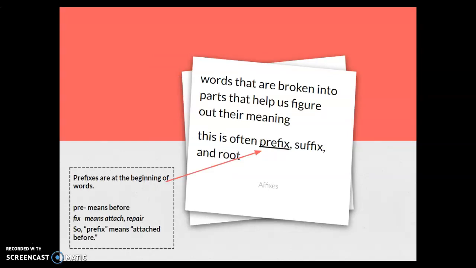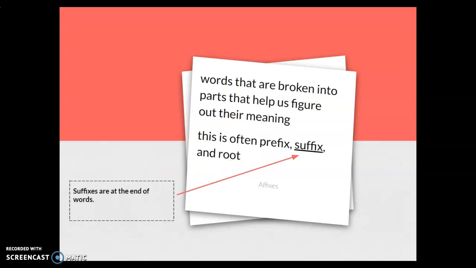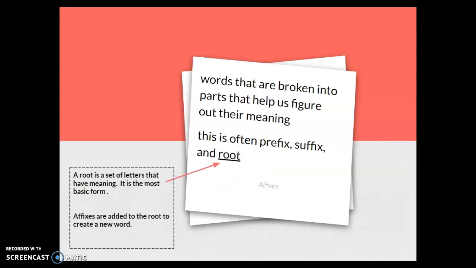Take the term prefix. Prefixes are at the beginning of words. Pre means before. Fix is just attach or repair. So when you put it together, prefix means attached before. Suffix is at the end of a word. And a root is a set of letters that have meaning. It is the most basic form. Affixes are added to the root to create a new word. Now you can have both a prefix and suffix in a word, or you can have one or the other.